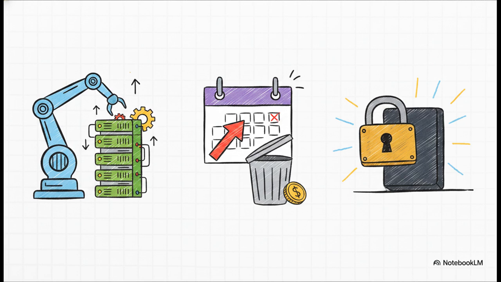Second, don't just abandon your old AMIs. Use lifecycle policies to deregister them on time. Otherwise, you're just going to see your AWS bill skyrocket. And third, always encrypt your AMIs at rest to protect your data.